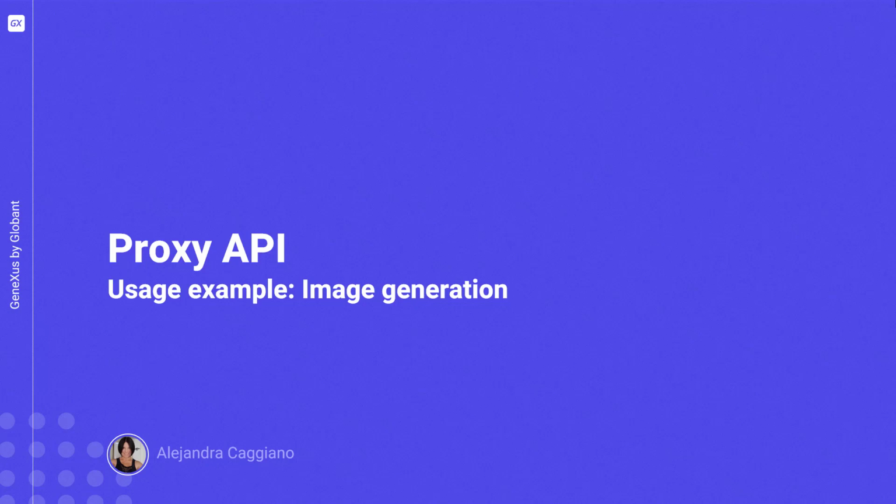As we continue to learn more about the APIs offered by GeneXus Enterprise AI, we're now going to learn about the Proxy API. This API acts as a transparent proxy for companies to easily connect to several artificial intelligence models from different providers through a single access point. It's possible to access any supported LLM with a single SDK.